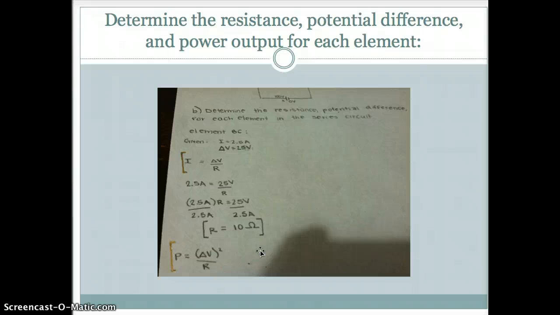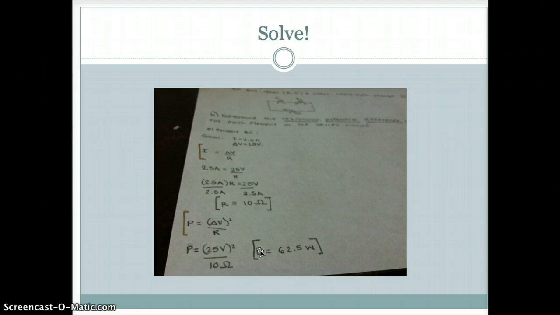And then current equals the potential difference over the resistance. So I just plugged in what I knew for my given, which was 2.5 A equals 25 volts over R, and then you just solve for R. And then you get your resistance to equal 10 ohms. And then we solve for power, knowing the formula power equals the potential difference squared over resistance. And then I just plugged in all the numbers for that, and I got power equals 62.5 watts.